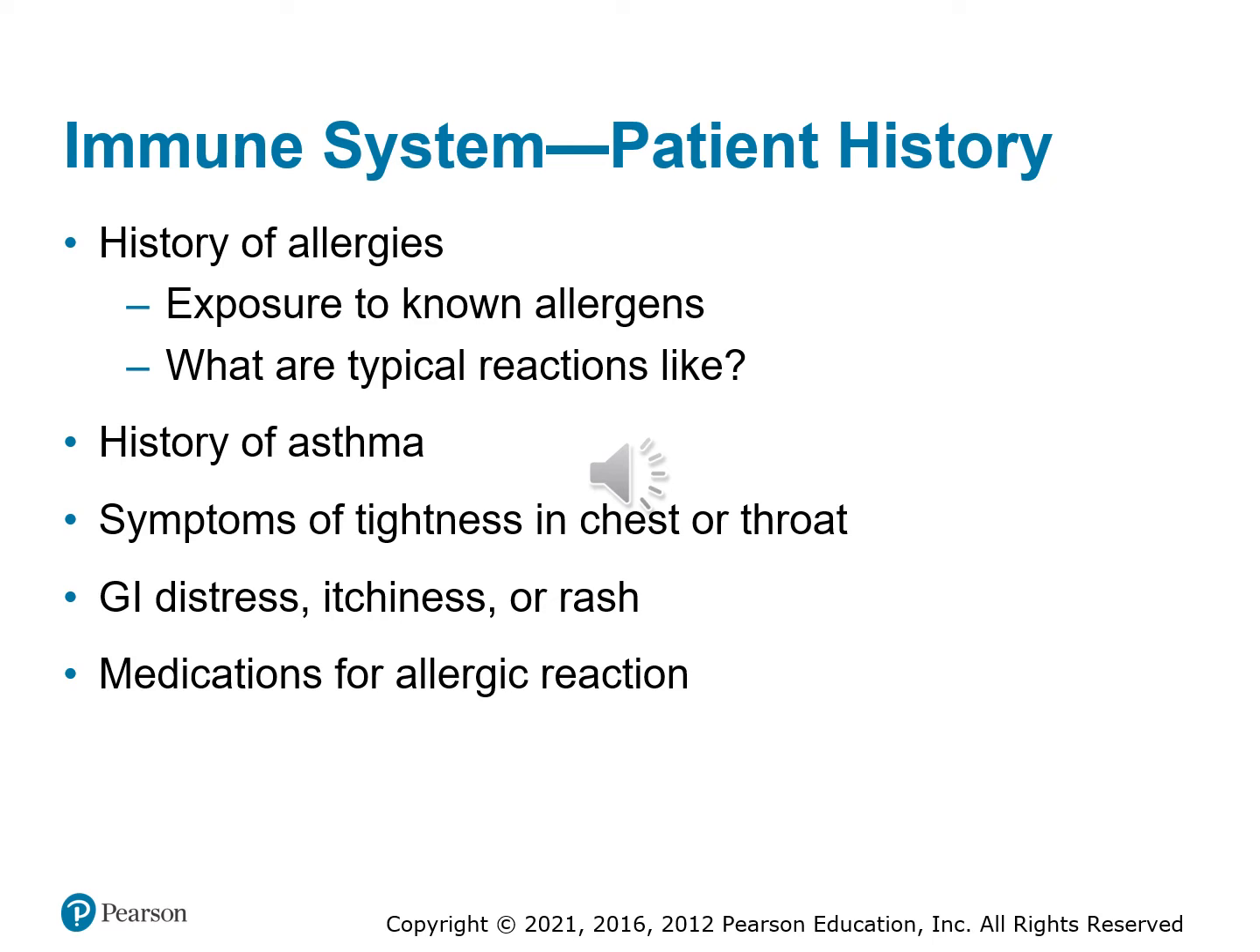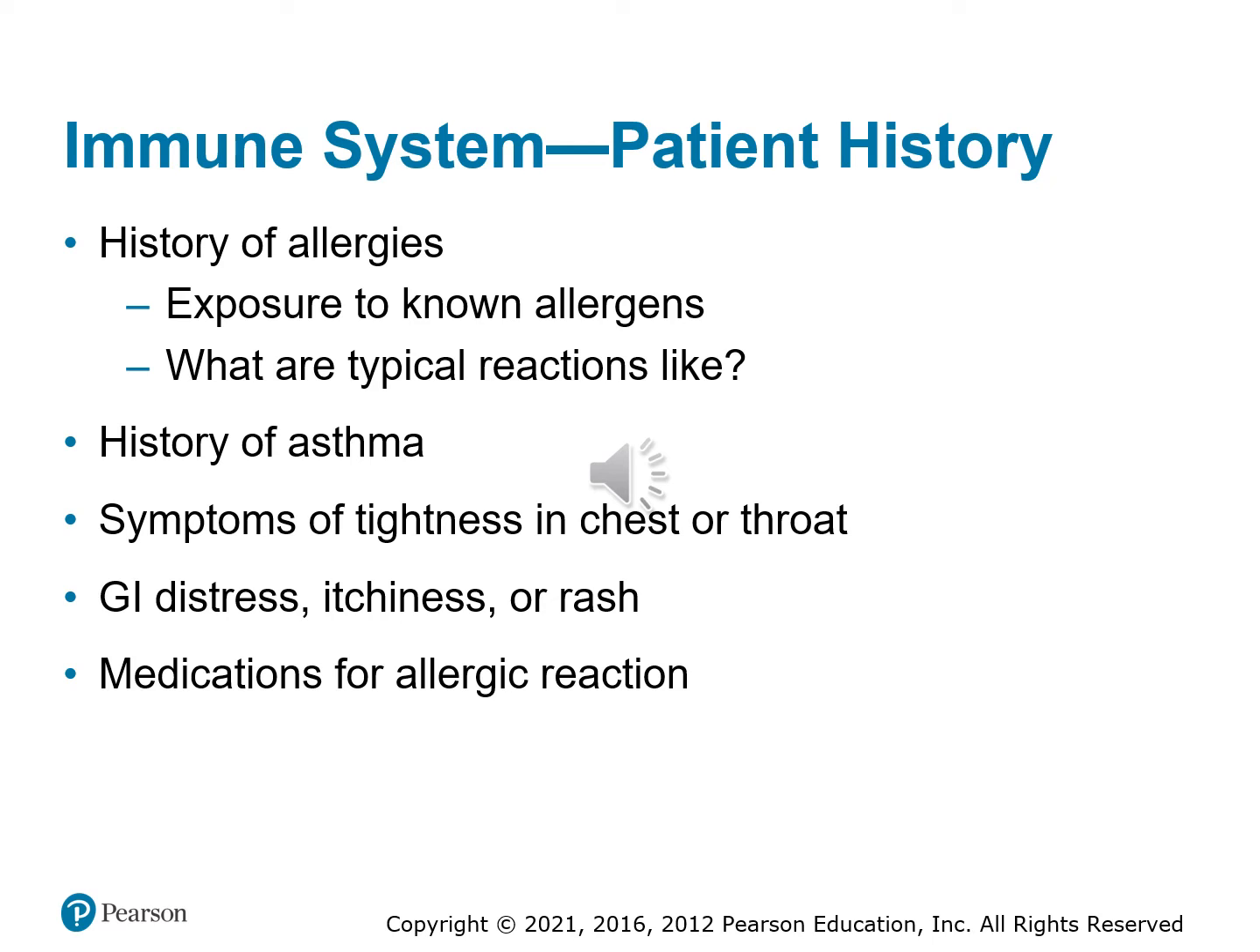Symptoms of tightness in the chest or in the throat. Individuals may state that it feels hard to breathe or hard to take a deep breath. You may even hear whistling or wheezing. GI distress, itchiness, or a rash. They may feel nauseous, they may vomit or even have diarrhea. Itchiness, they may have a rash with this or not, but typically the itchiness is going to occur where the exposure occurred, unless this is something that again was ingested or inhaled. Then the individual may have a systemic reaction with a rash and itching, and that could be all over.